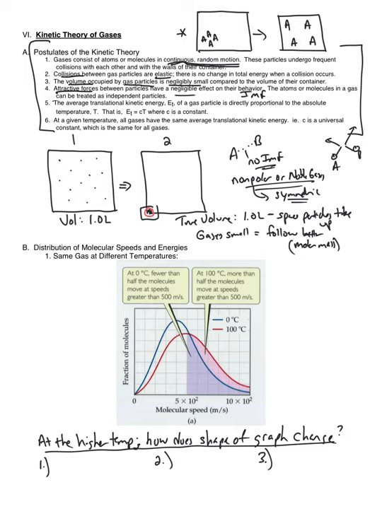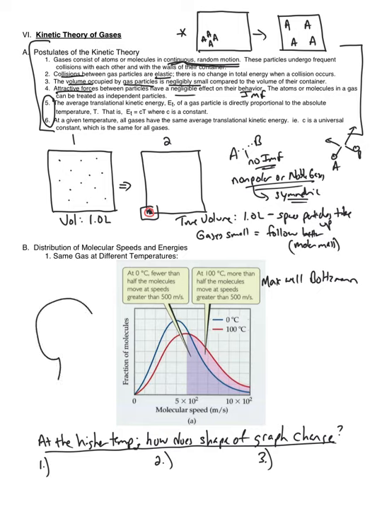The other two postulates, 5 and 6, we talked about in the last lecture with temperature and kinetic energy, which I'll talk about briefly here in a second as well. One other thing that I do want to talk about here is what's called the Maxwell-Boltzmann distribution graph.